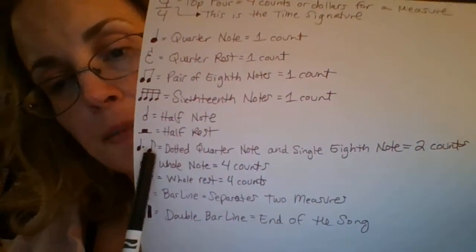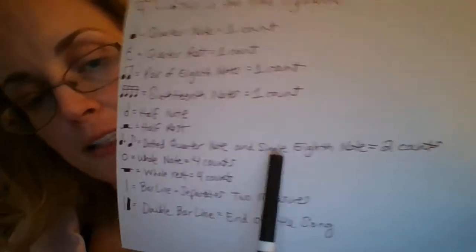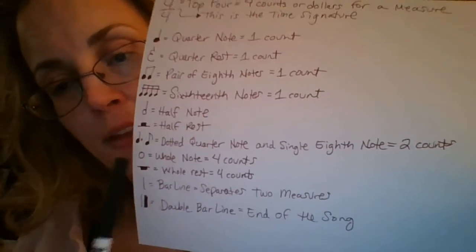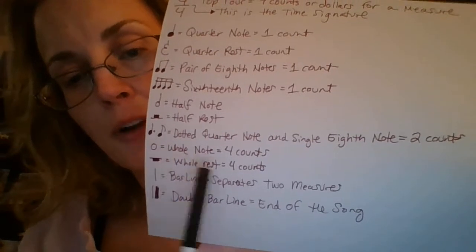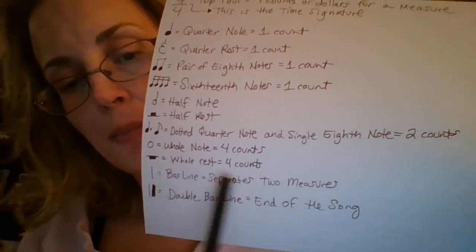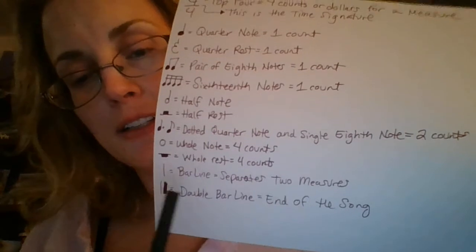This is the dotted quarter note with the eighth note and it gets 2 counts. This is the whole note, it gets 4 counts. This is the whole rest, it gets 4 counts. This is the bar line, and it separates 2 measures, and this is the double bar line, and equals the end of the song. And let me fix that really quick.